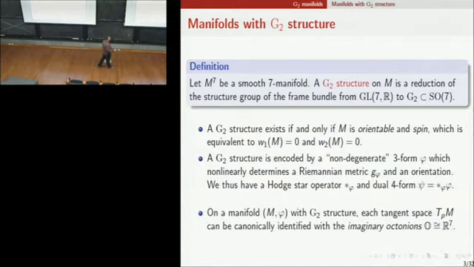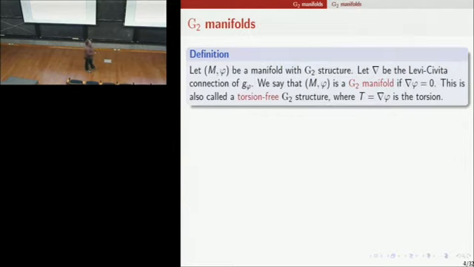And again, this has been mentioned already. If you have a manifold with G2 structure, one way to think about it is that each tangent space, each 7-dimensional inner product space, has the structure of the imaginary octonions with the cross product and all that. But nothing new here. And then if we have a manifold with G2 structure, we get a metric and a Levi-Civita connection. We say that it's a G2 manifold if the 3 form is parallel. That's a nonlinear equation on phi because nabla is determined from g, which is determined nonlinearly from phi. And I will definitely call these torsion-free G2 structures, where T = nabla phi is the torsion.